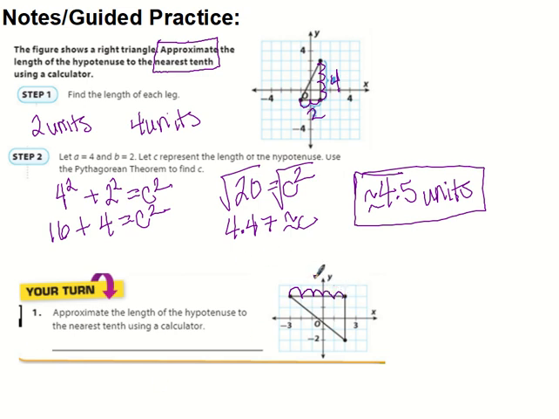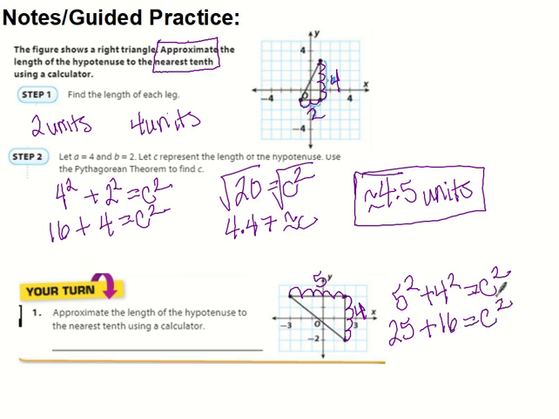So this is 5 across. And then I count down 1, 2, 3, 4. Okay, so I'm going to go 5 squared plus 4 squared equals c squared. 25 plus 16 equals c squared. I'm going to take 25 plus 16. Just check it. Okay, I get 41 equals c squared. We square root.